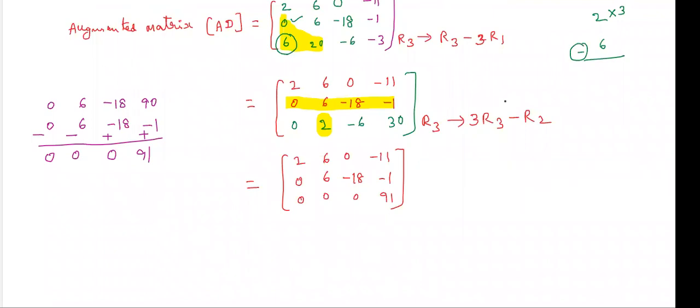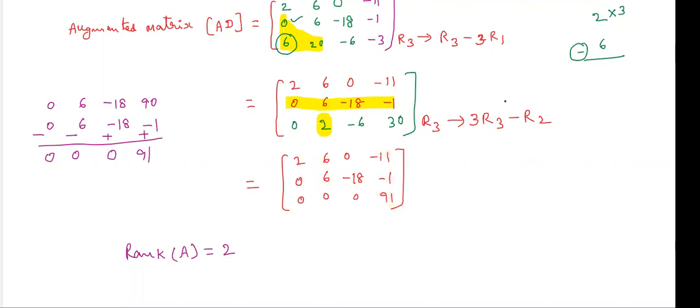Here we need to find the rank of A and the rank of AD. Observe the rank of A. Close this element. Observe the coefficient matrix. How many non-zero rows are there? These two rows are non-zero rows. Then we will say that the rank of A is equal to 2.